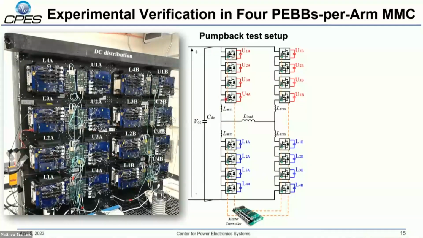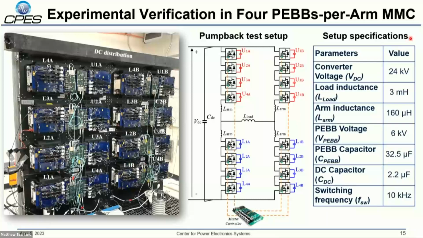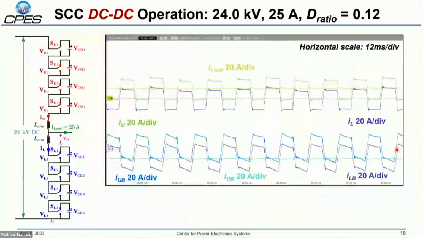The idea here is that you will have one phase pumping a positive current and the other phase taking in this negative current. Overall, the source only provides the losses of the system, and the power circulates between these two phases. For our system, our DC voltage was 24 kV, and the PEBB voltage itself was 6 kV. You'll see that the PEBB capacitor here is 32.5 microfarad, which is much smaller for a 2 megawatt converter. Of course, we'll have a quantitative comparison in our papers.